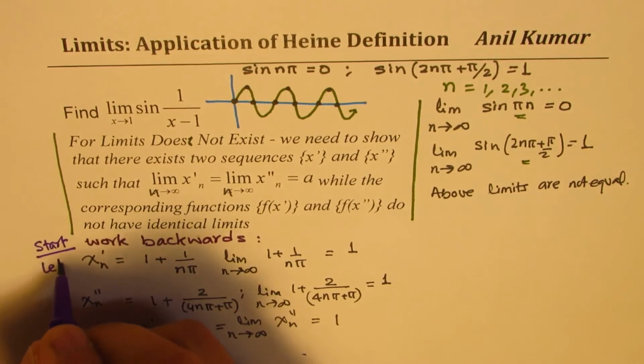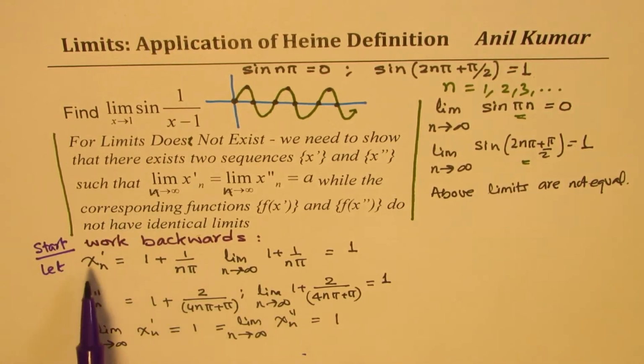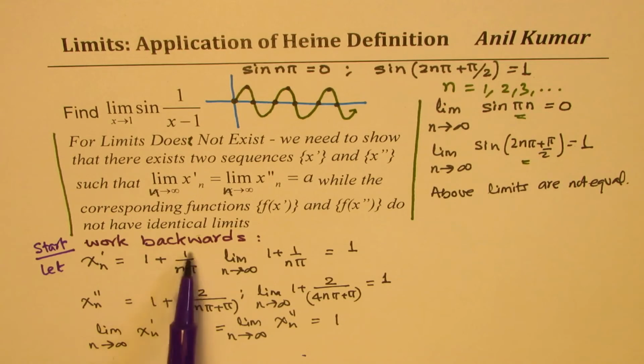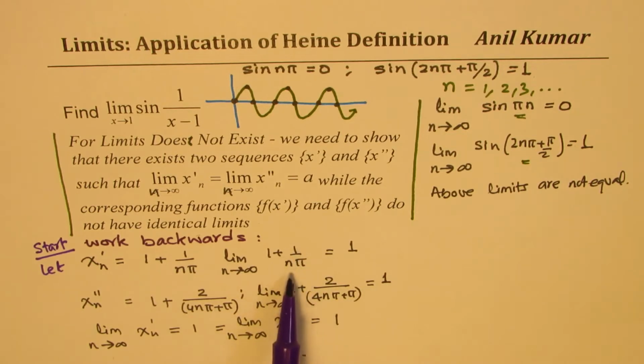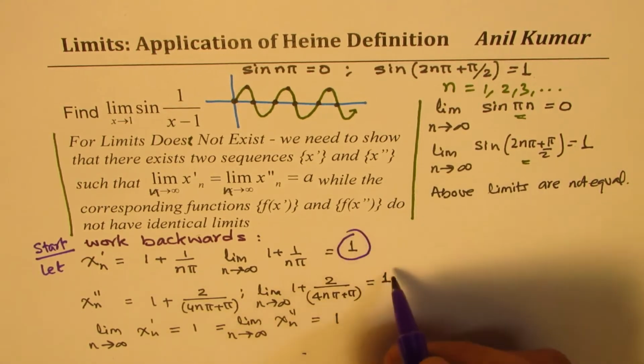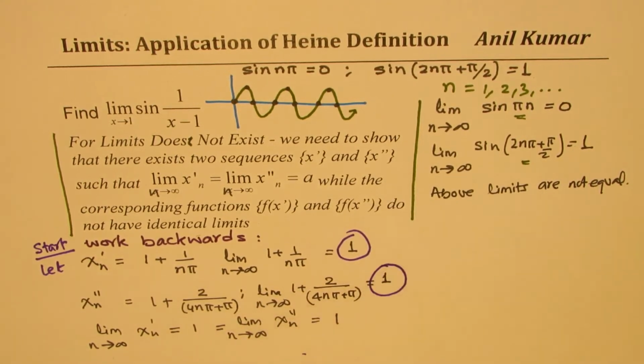So we'll say let the series be xn equals 1 plus 1 over nπ and xn double prime be 1 plus 2 over 4nπ plus π. You will observe that the limit of these two series is 1 plus 1 over something, and that something is approaching 0 when n is approaching infinity, so the limit is 1. So for both we have a limit of 1.